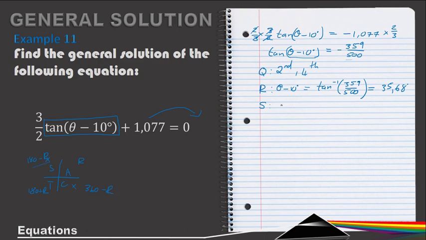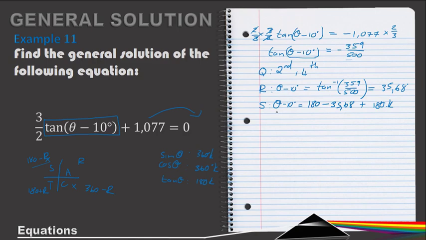So we're going to say theta minus 10 degrees is equal to 180 minus the reference angle. So this is 180 minus 35,68, and then we add the 180k because tan's period is 180. So for sine and for cos theta, your periods are both 360 degrees or 360k, but for tan it's always 180 that you add. Okay, so now we simply need to solve for theta here.